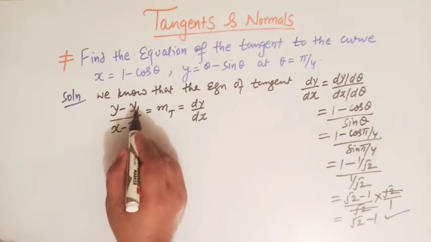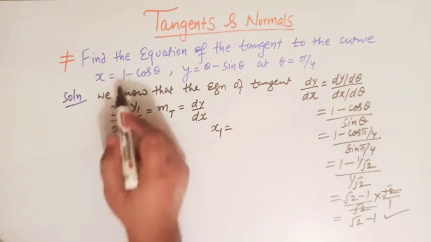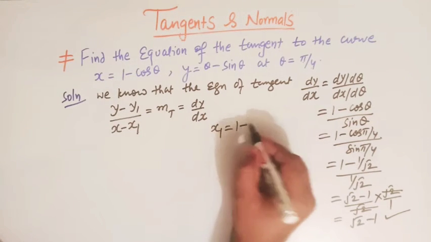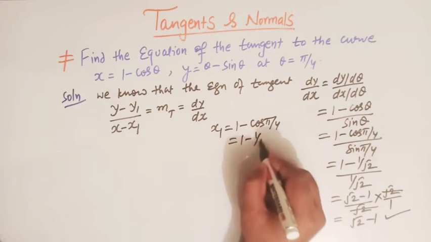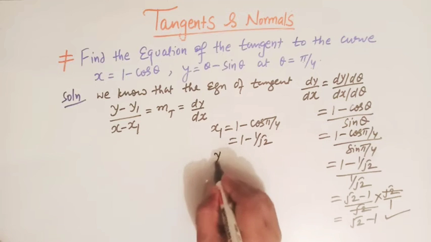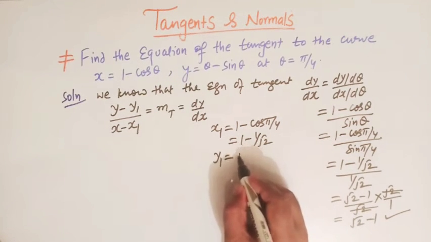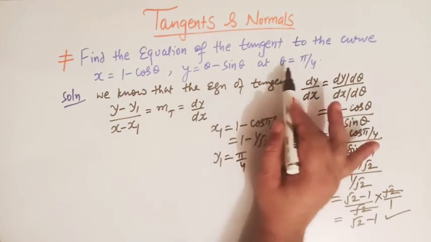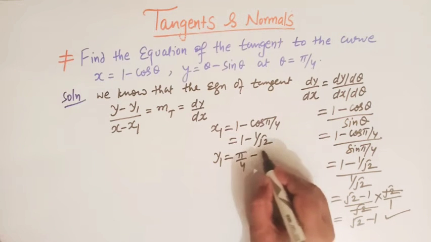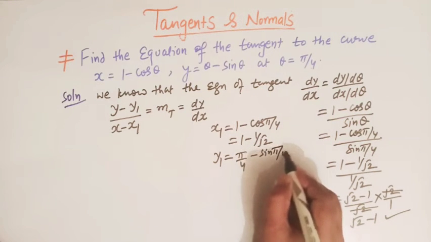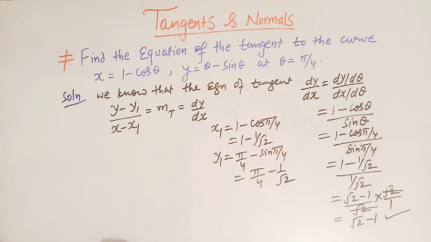Now what is y1 and what is x1? So x1 is obtained from here. We have 1 minus cos pi by 4. This is 1 minus 1 by root 2. And what is y1? y1 is obtained from here. We have pi by 4, because here we will substitute the value of theta. So this is pi by 4 minus sin pi by 4. So here we have pi by 4 minus 1 over root 2.